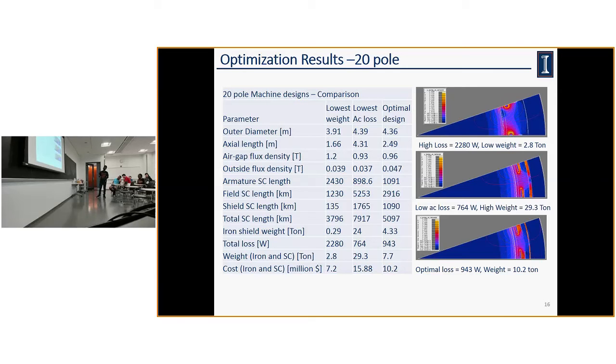You can see that the outer diameter is within the limit, and then we can look at the axial length. For the lowest AC loss, the axial length is very high, but for the optimal design we chose around 2.49. So it's good to look at the volume of the machine versus the losses too.